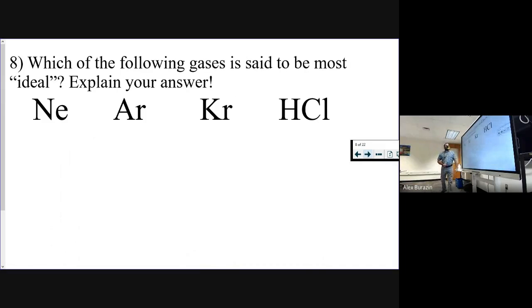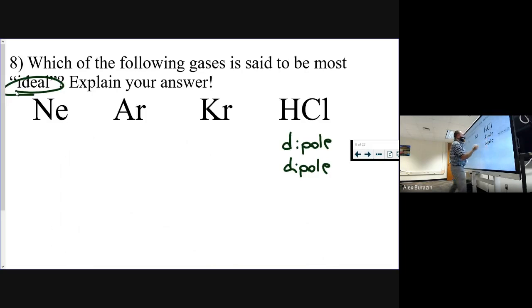Okay. Now, ideal gases are gases with 0 intermolecular forces of attraction. So what we're looking for is the absolute weakest intermolecular forces present. These all, with the exception of HCl, HCl is polar, right? So this is going to have dipole-dipole. But these 3 are all London dispersion.